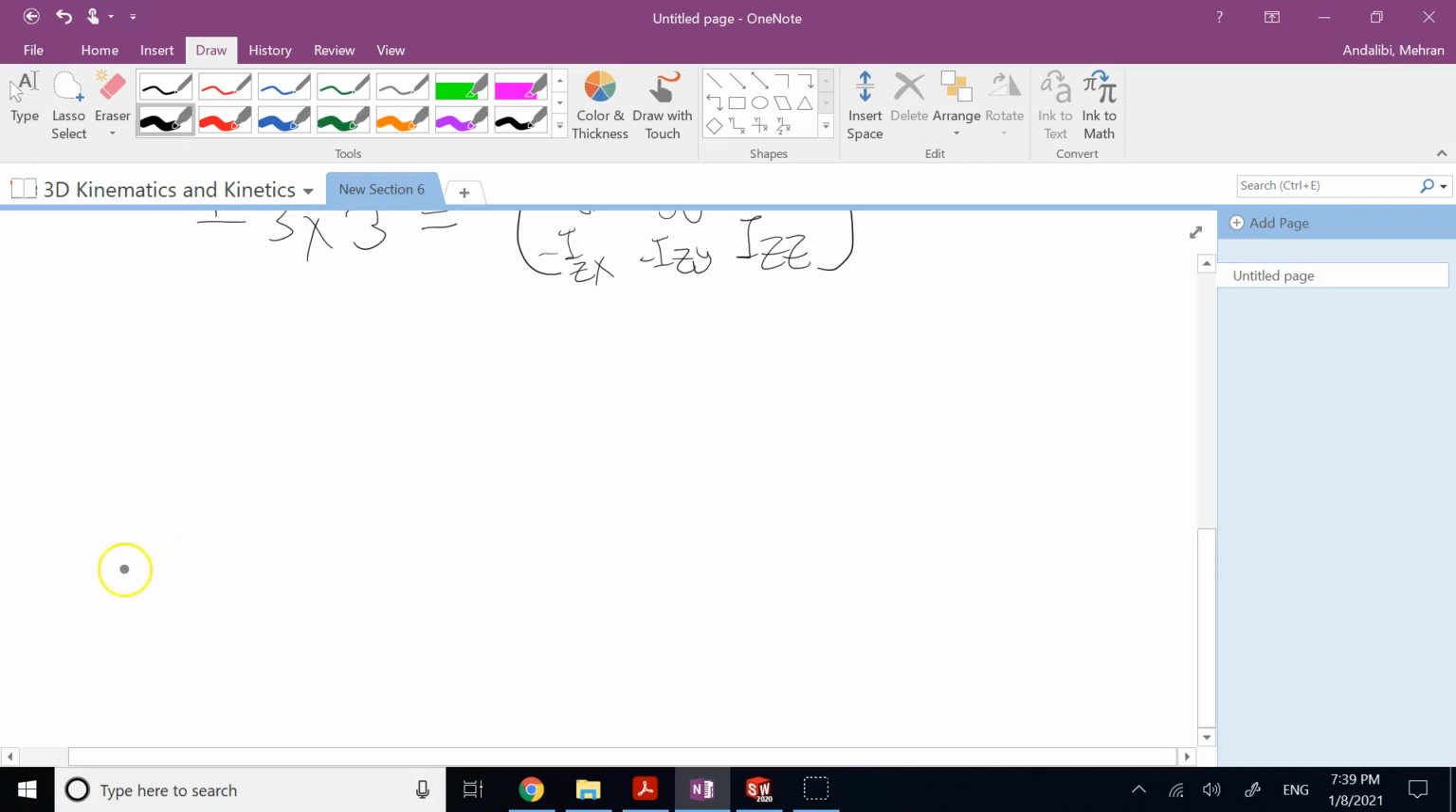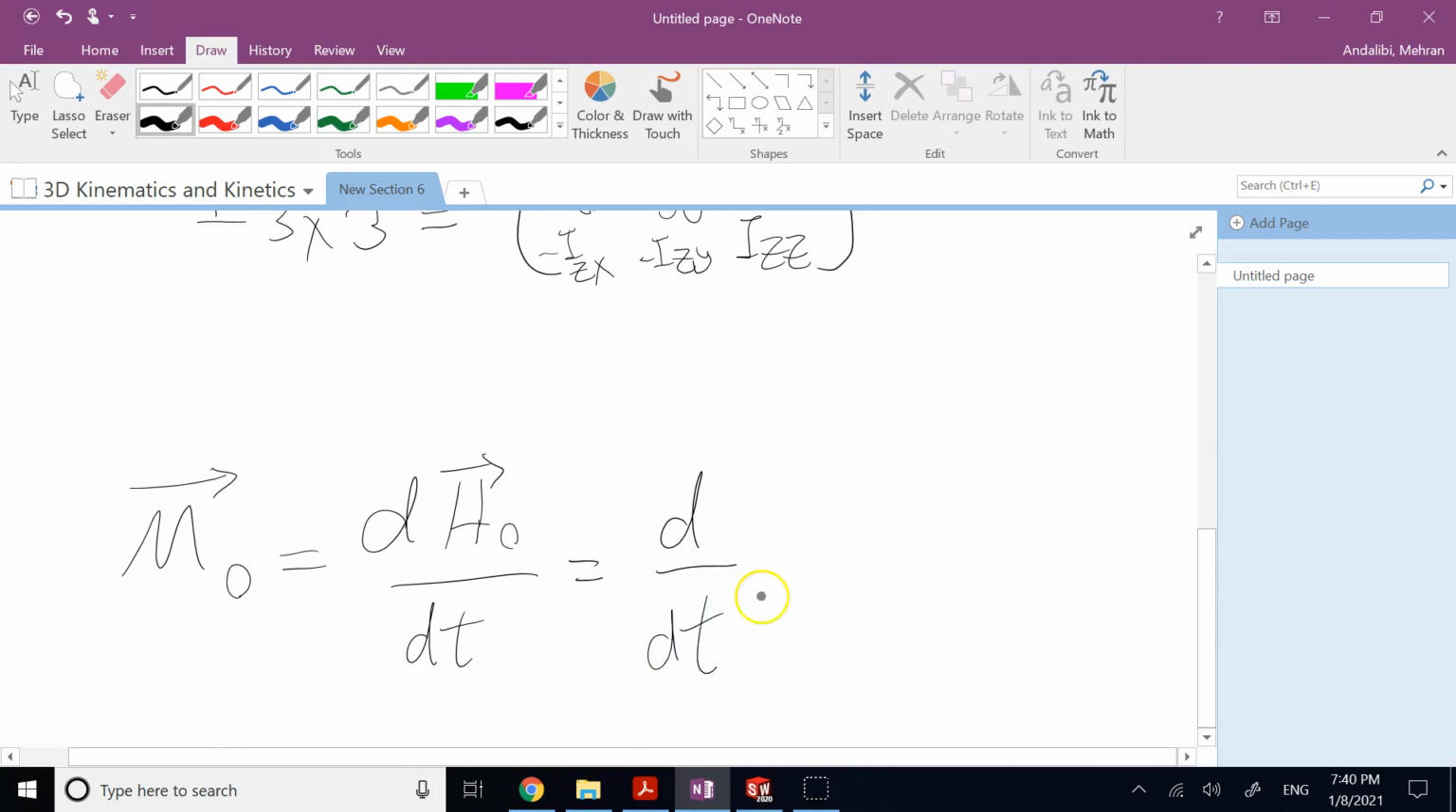So I'm saying that M about O, let's say, is dH with respect to O over dt, which is d over dt of I omega, correct? So now, how do I calculate this? Here, I times omega is a vector, we call it h.